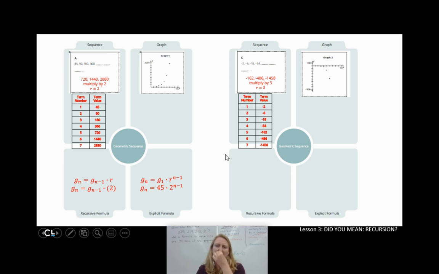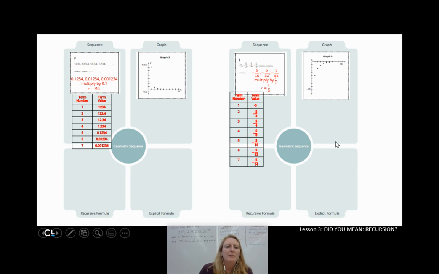Let's do sequence C. I can see my ratio is 3. So my recursive formula is g sub n equals g sub n minus 1 times 3. But that means my explicit formula also has to use my first term. My first term was negative 2. So I have g sub n equals negative 2, my first term, times my ratio 3 raised to the n minus 1 power.